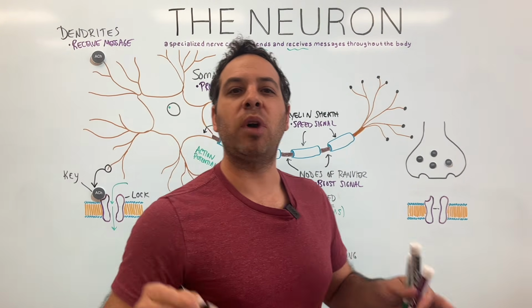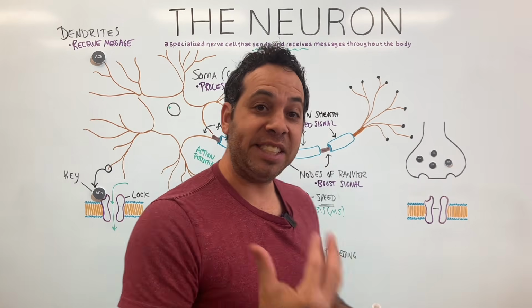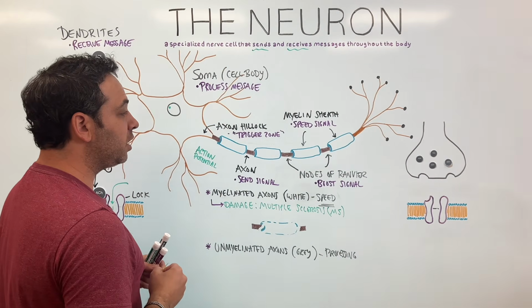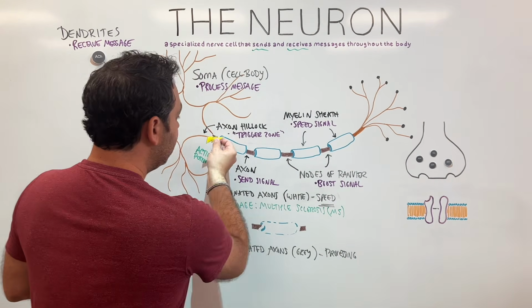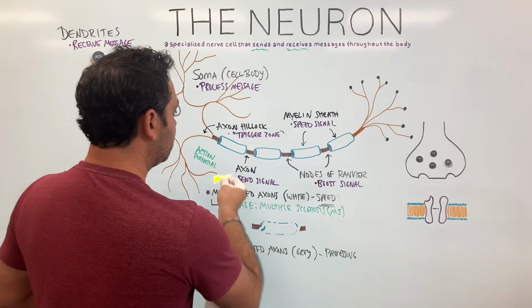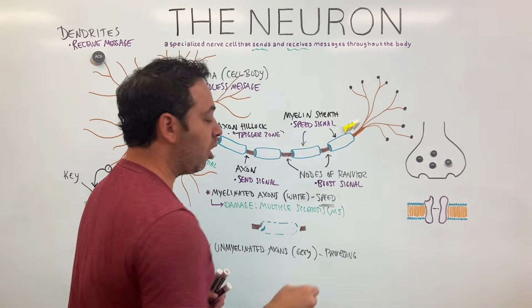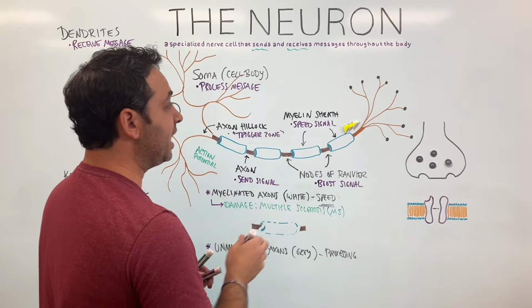Think of it like throwing a rock in a lake, right? The rock just skips over the water, and see how fast it goes? That's essentially what the nodes are for. It's going to jump over each one to make the signal go much, much quicker. So we go all the way here, and we end right here. All right, we're at our final destination, the end of the neuron.